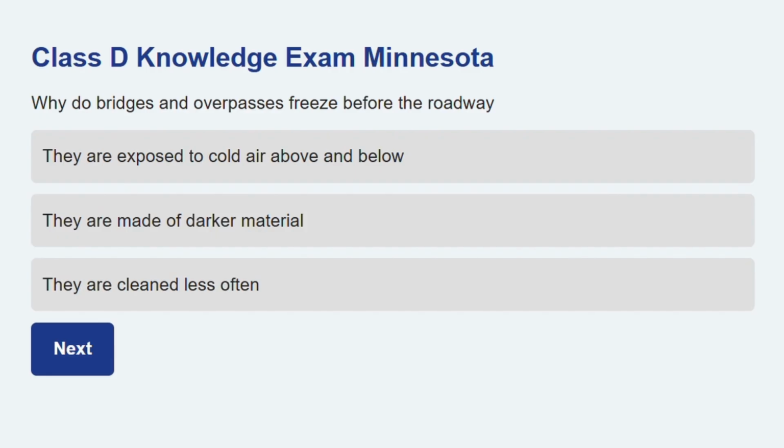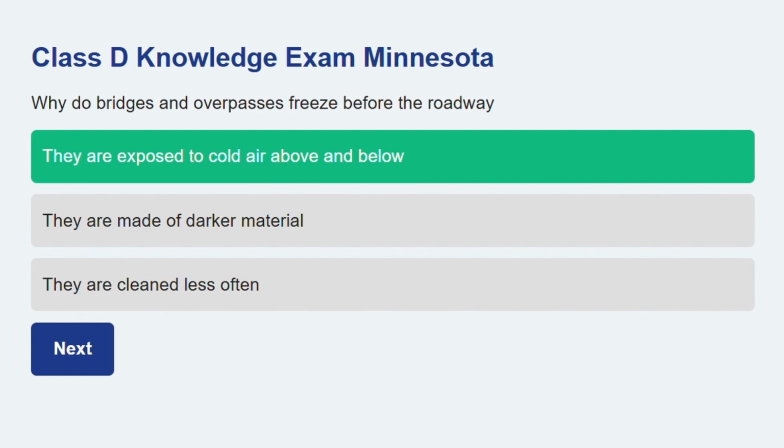Continuing on. Why do bridges and overpasses freeze before the roadway? They are exposed to cold air above and below. This double exposure causes them to lose heat more quickly than regular road surfaces that have earth insulation below.